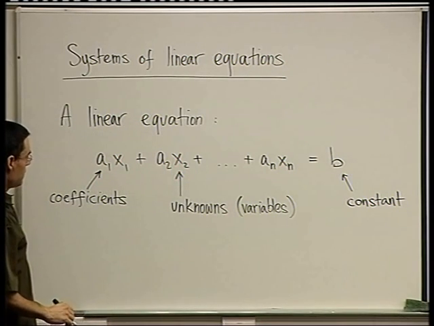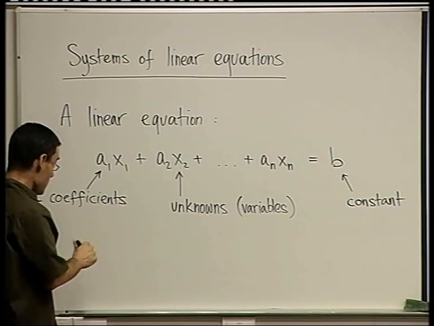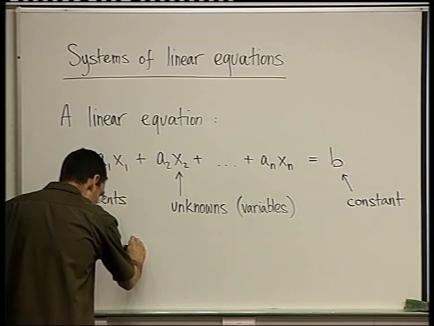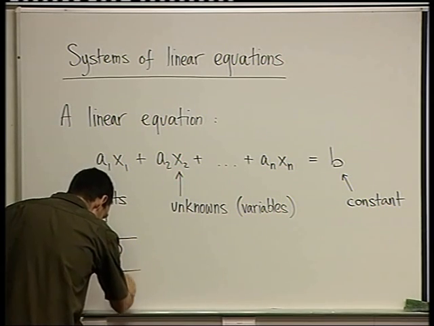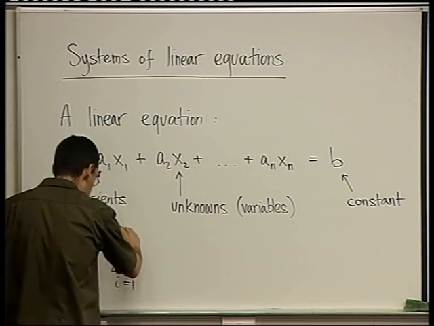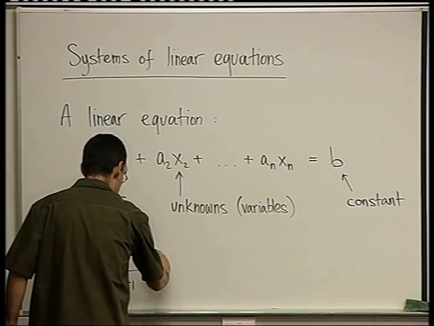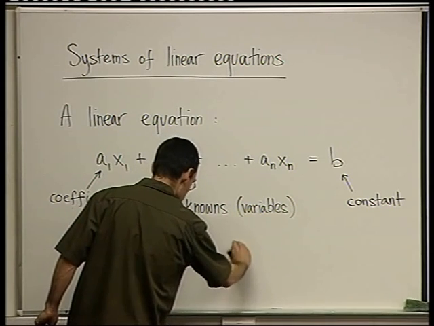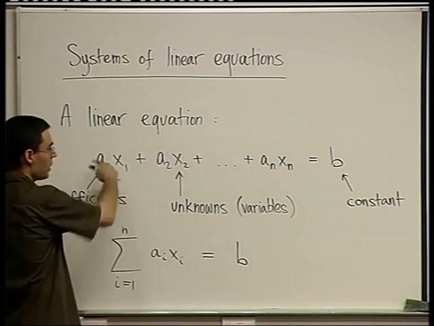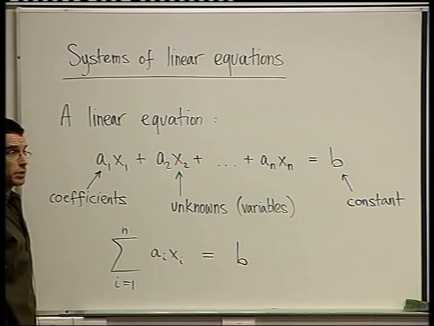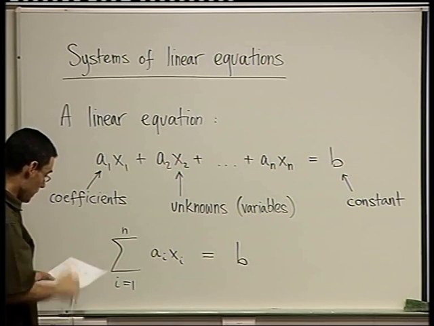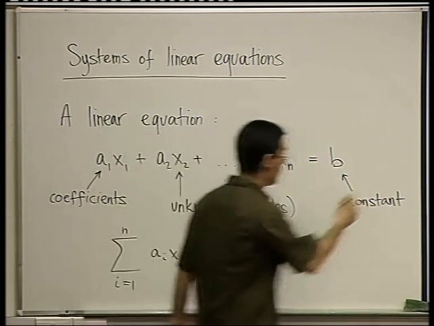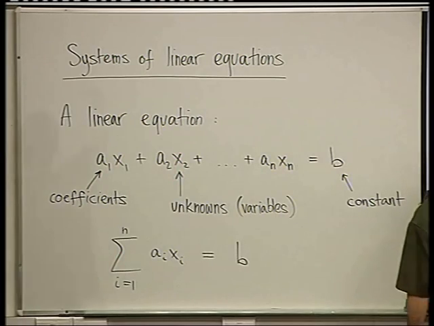And by the way, this can be written in short using sigma notation: sum i equals 1 to n, ai xi equals b. This is sigma notation for this longer expression. Do you agree? Okay, here are some examples.